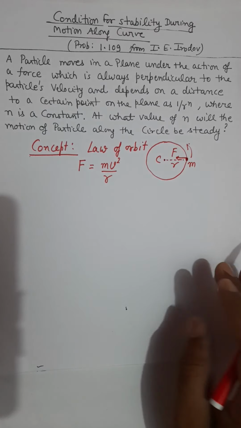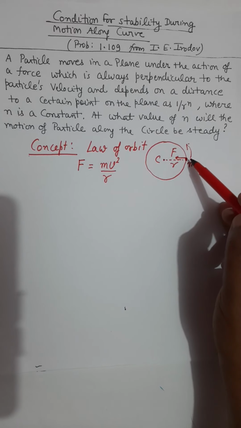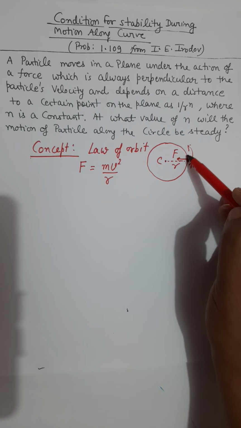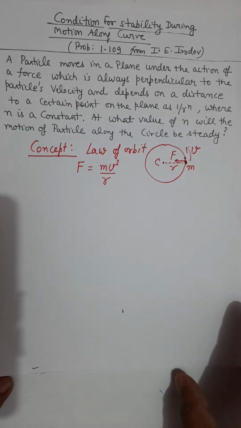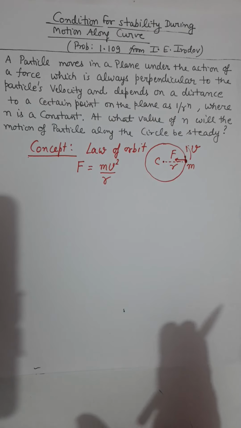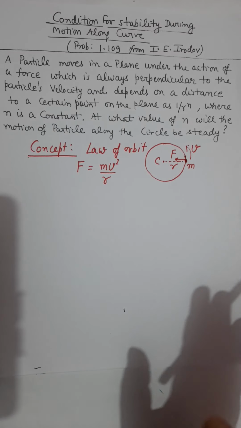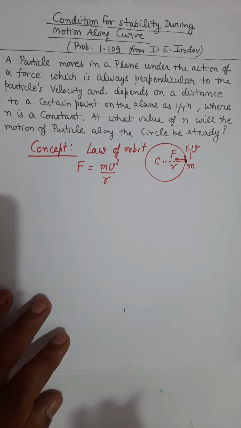I repeat this statement. Law of orbit, or Newton's second law, says that a particle can revolve in a circular orbit at a constant speed, let's say v, only if there is a force acting on the particle which is directed towards the center of the orbit and which has magnitude mv square over r. So this is the essential condition. This equation is the essential condition for a particle to be in a circular orbit.